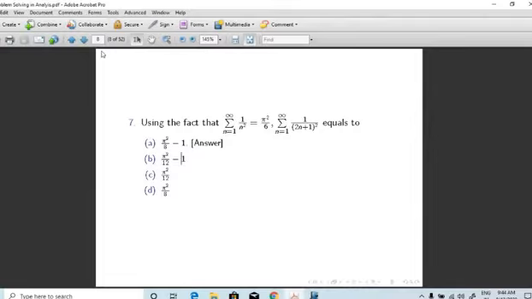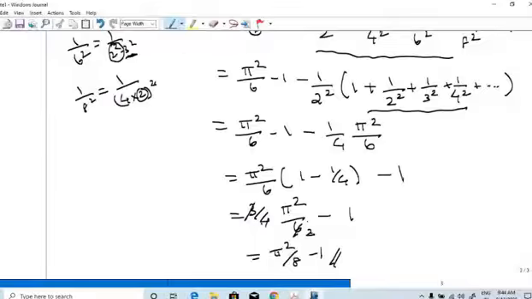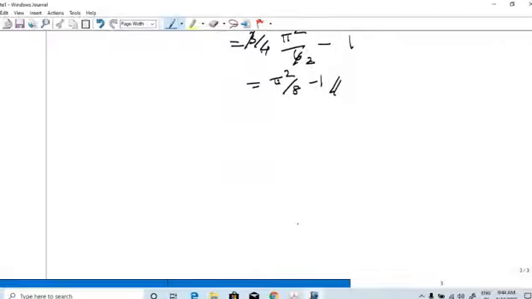Now next problem. Which of the following real valued functions on the open interval 0, 1 is uniformly continuous? So we know we have some theorem. Suppose the function is uniformly continuous, we take Cauchy sequence to Cauchy sequence. Okay. Suppose the function f of x equal to 1 by x is uniformly continuous on this interval. Okay. Suppose, so our interval is open interval 0, 1.